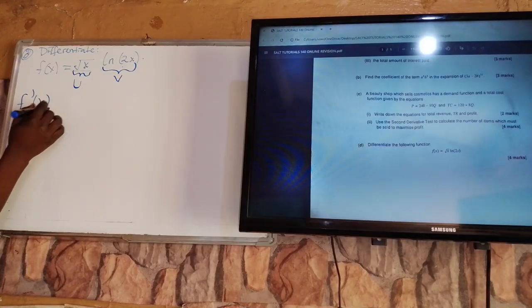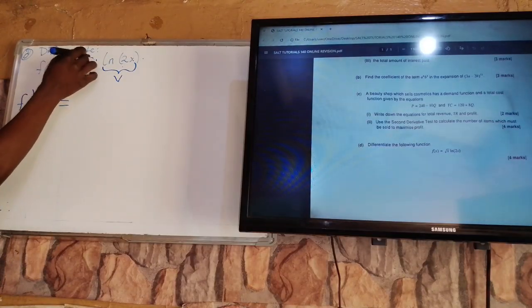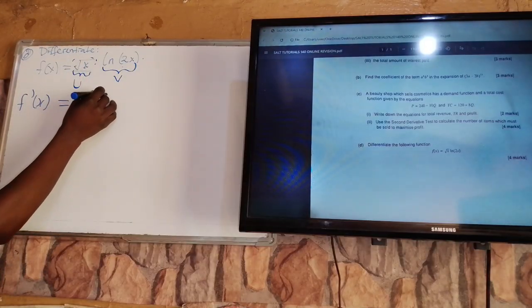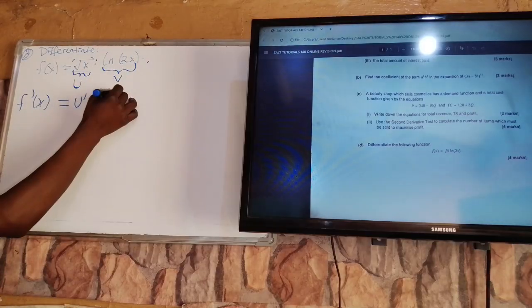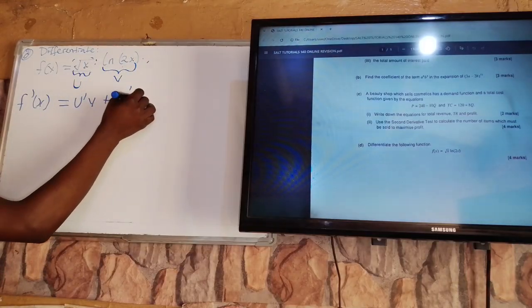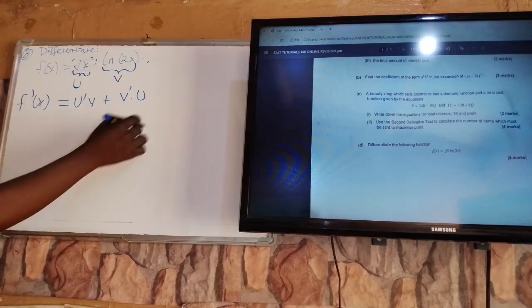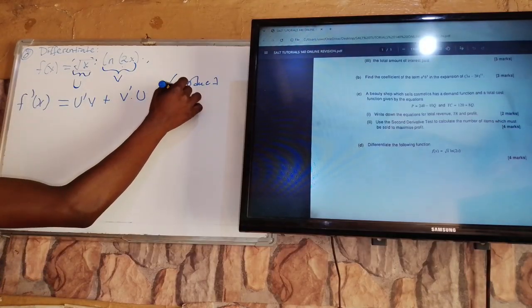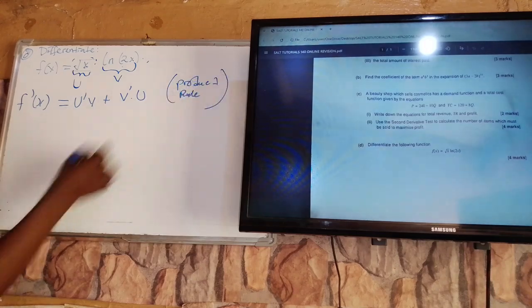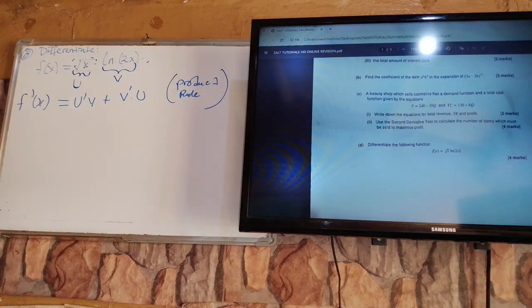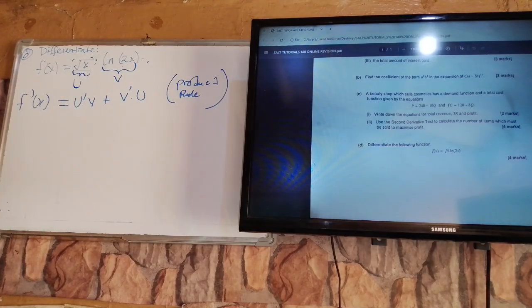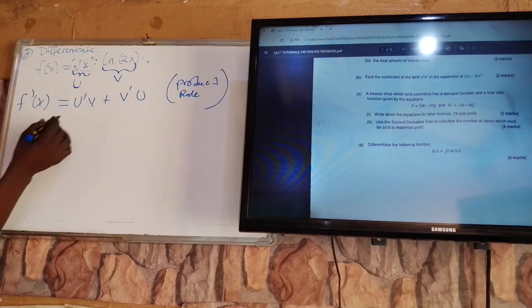So f prime of x will be equal to, differentiate the first function, you are going to have u prime multiplied by v, plus differentiate the second function, that is v prime multiplied by u. That's the product rule. This is from the product rule. So the product rule works out when you see a product of two functions making up f of x. So after that, what is u prime?